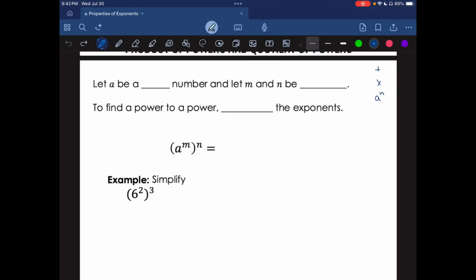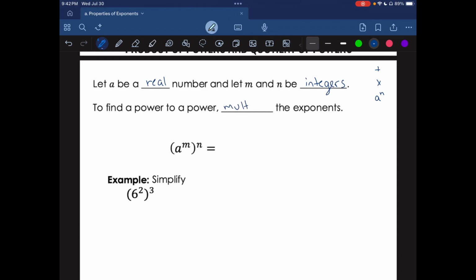So if a is a real number, and m and n are integers, then to find a power to a power, we're going to multiply the exponents. And so we'll have a to the m raised to the nth. So this will look like a to the m times n power.